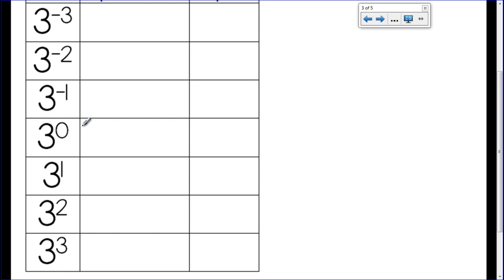So we're going to start with this table. We're going to start with 3 to the first power, because that one we understand. 3 to the first power means I'm going to write a 3 one time, and so simplified version, it's just 3. 3 to the first power is 3. 3 squared means I'm going to do 3 times 3, which means I get 9.